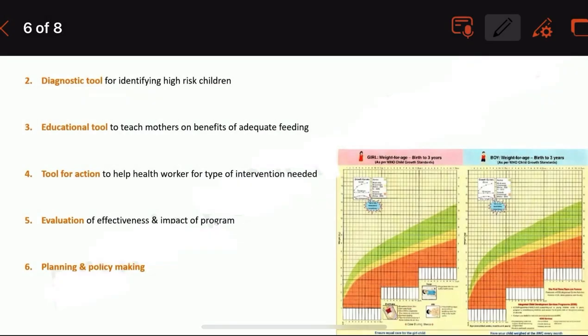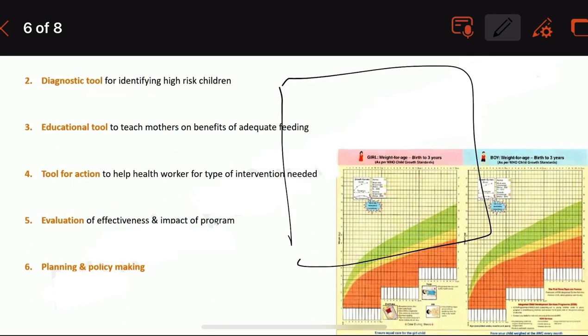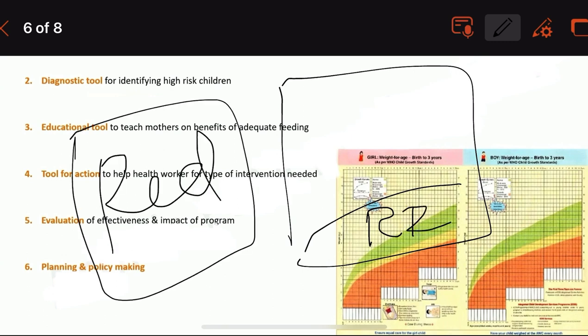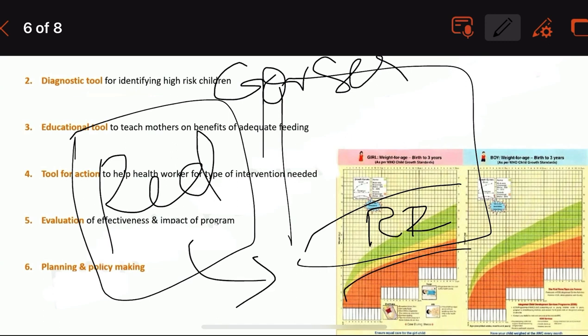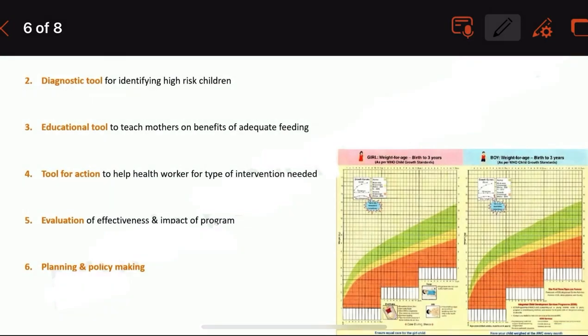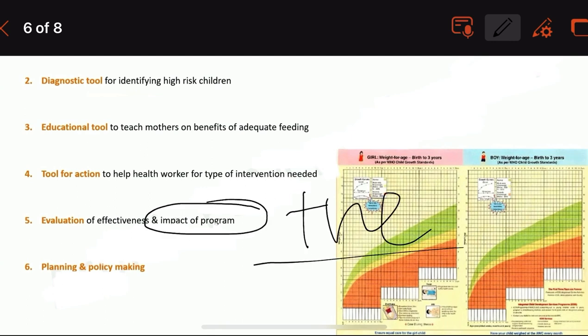How can we assess it? It is by having a look at the growth charts of the children. If most of the children in that area were falling under the red zone, and after the introduction of this government service or the program, which was providing good nutrition to the mother and the child, and immunization and all of that, now you are looking at the growth charts, and there is a shift from the red zone to the green zone, it shows that the program was effective, and it has got a positive impact on the child's growth and development.